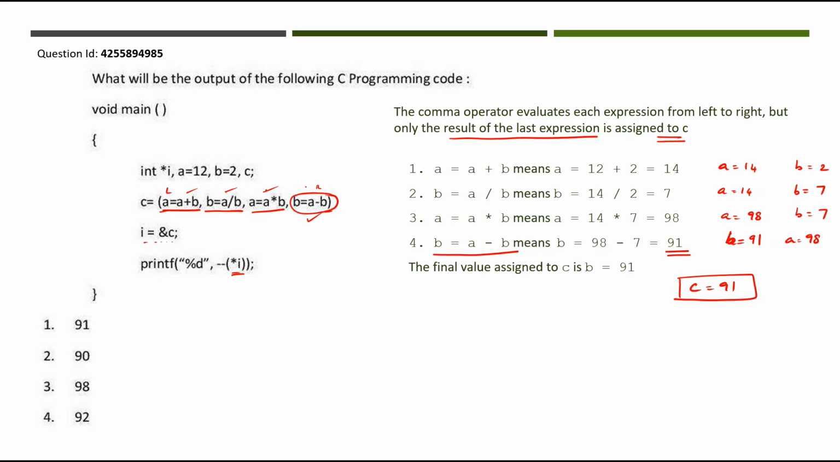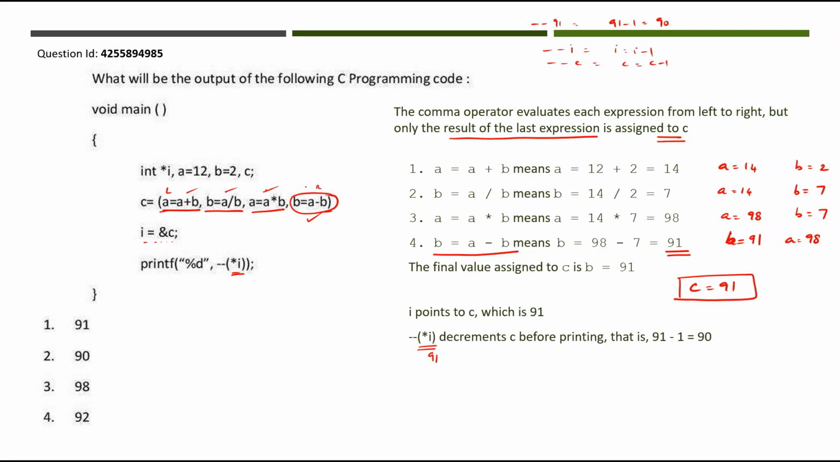Now what is I is equal to ampersand C? I is pointing to C now, which is 91. So this is holding 91. Decrement operator will decrement C before printing. So here if I say minus minus I is equal to I minus 1. When it is minus minus C, it is C is equal to C minus 1. So in the same way, minus minus star I. This star I is having the value of 91. Since we use decrement operator here, it is reducing 1 from 91 and the final value here will be 90. That will be printed in the printf statement.